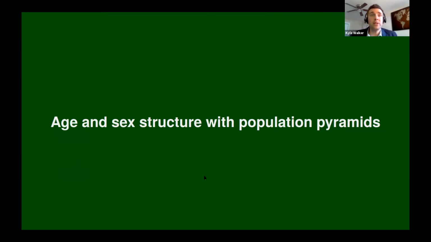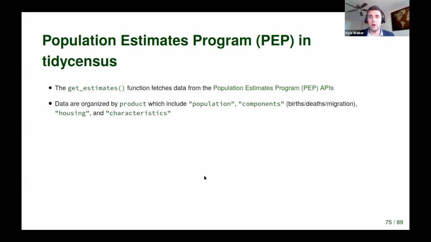So let's take a look at population pyramids. Population pyramids are one of the most popular visualizations for looking at the demographic breakdown by age and sex of a population. And we're going to use a new function in Tidycensus to get data for these population pyramids. We're going to use get_estimates to talk to the Population Estimates Program API. I added this in 2018 to Tidycensus. Originally, my plan was just decennial census and American Community Survey. That's all it's going to do.